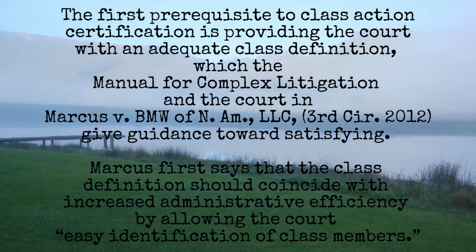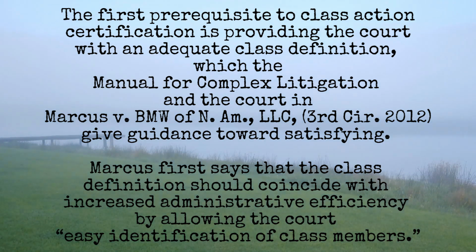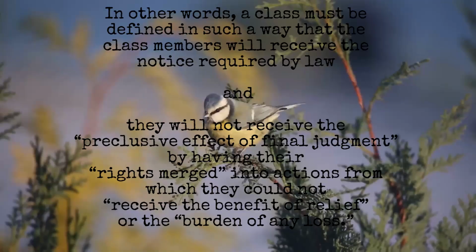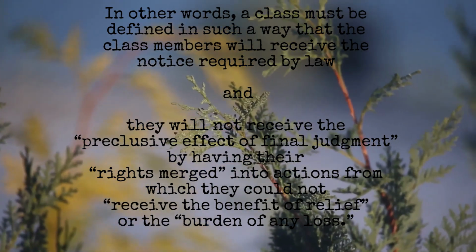The first prerequisite to class action certification is providing the court with an adequate class definition, which the Manual for Complex Litigation and the court in Marcus v. BMW give guidance towards satisfying. Marcus first says that the class definition should coincide with increased administrative efficiency by allowing the court easy identification of class members. In other words, a class must be defined in such a way that the class members will receive the notice required by law and they will not receive the preclusive effect of final judgment by having their rights merged into actions from which they could not receive the benefit of relief or the burden of any loss.